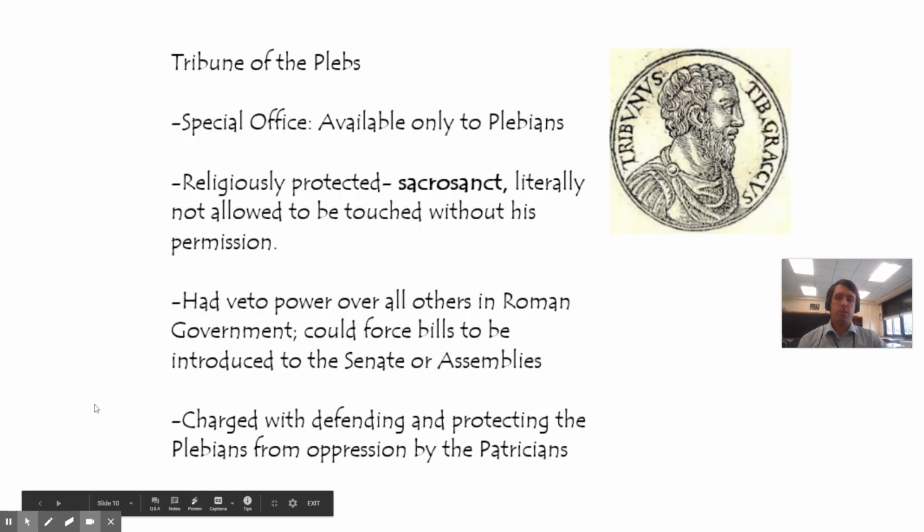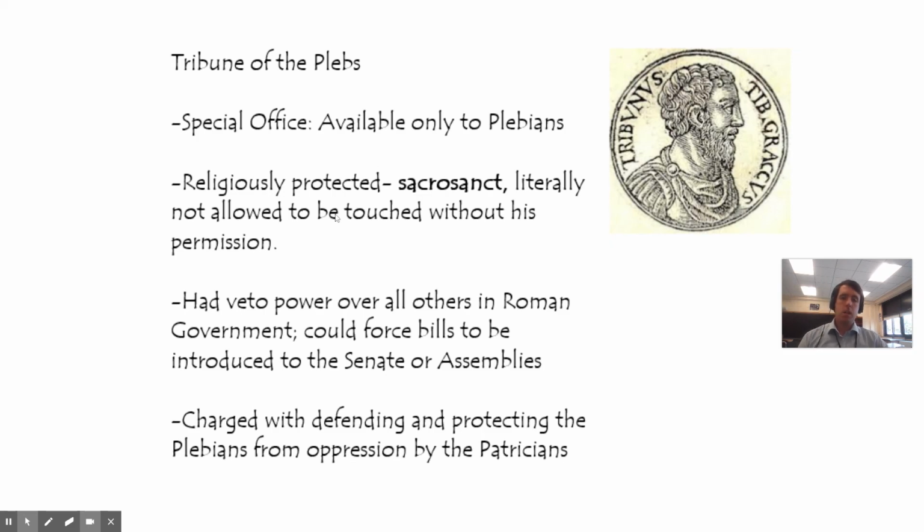Our last special office is called Tribune of the Plebs. A lot of times people just refer to these people as tribunes. You have to be a plebeian to get this. And what happens is when you were elected to this position, you would go through a ritual at some of the temples in Rome. And all night you'd stay up, people would pray over you, you'd make sacrifices. And when it was over, your body was sacrosanct.